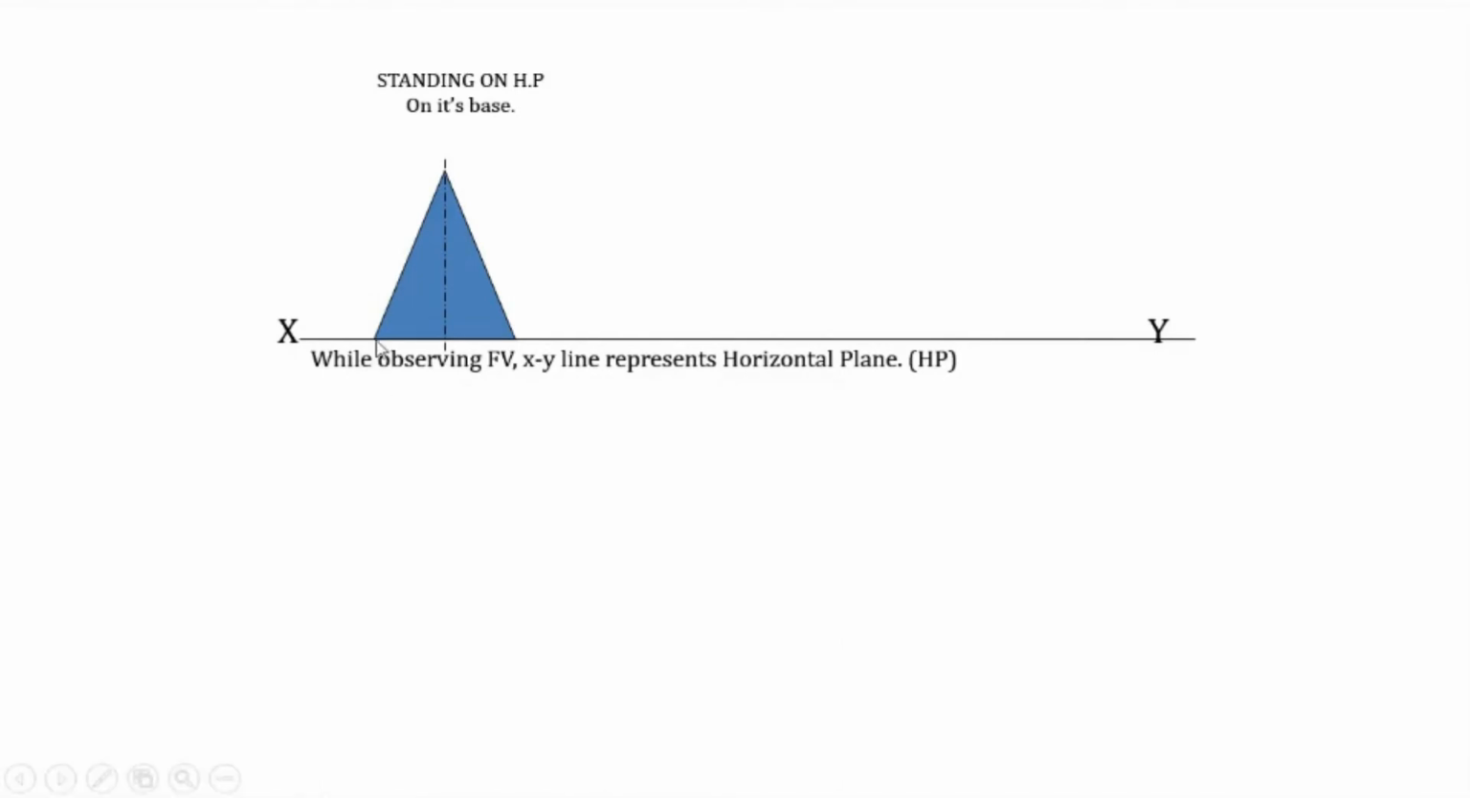See this face. This side is coinciding with the HP or XY line itself. Then it shows only a triangle. So this is the front view of a square pyramid, and the axis is perpendicular to HP and parallel to VP. When a pyramid is resting on HP on its base, the axis is perpendicular to HP and parallel to VP.